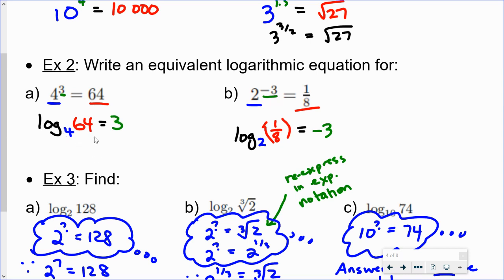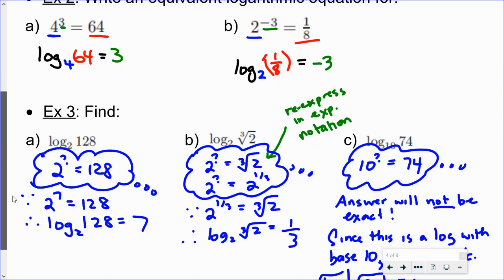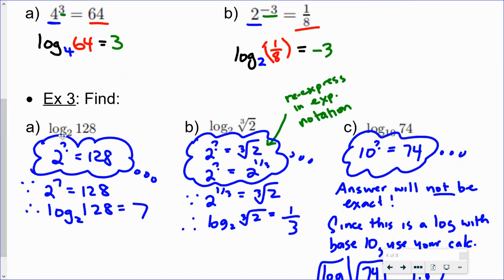It's saying 4 to the what? 4 to what exponent gives me 64? Likewise here, I could say log base 2 of 1/8 equals negative 3, meaning 2 to the negative 3 equals 1/8. And I can evaluate some logs in my head.